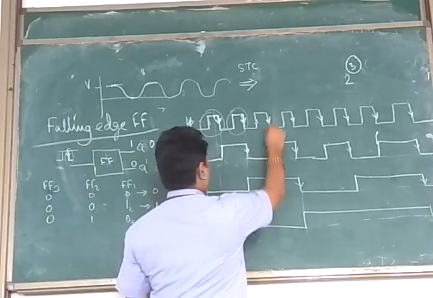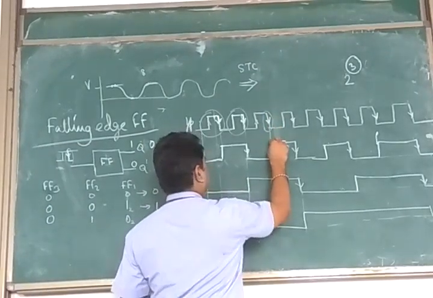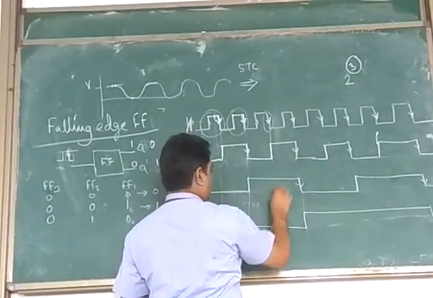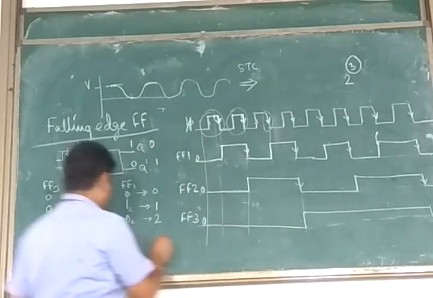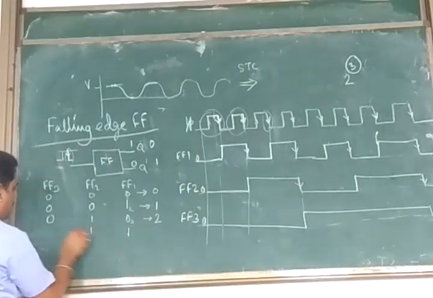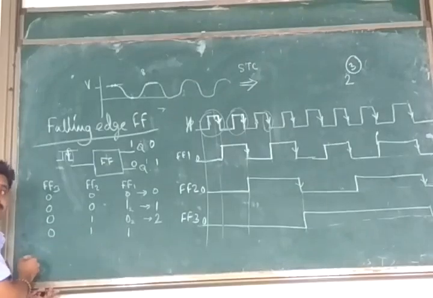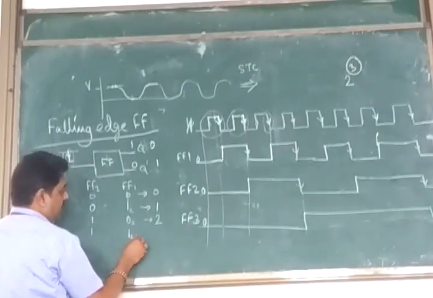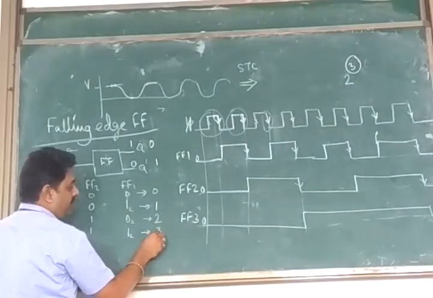Similarly, at the end of the third pulse, this is 1, this is 1, this is 0. So 1, 1, here 0. I am telling you the reverse order. See, I am writing the reverse order. Base 2 is the digital equivalent of 3.